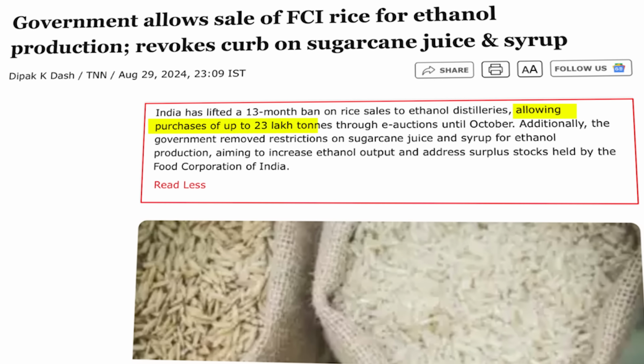The reason for the sharp jump is because the government has permitted the sale of up to 23 lakh ton of rice from Food Corporation of India's stock to grain-based ethanol distilleries, and rice is a key raw material for Globus.